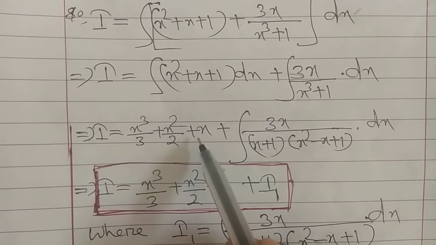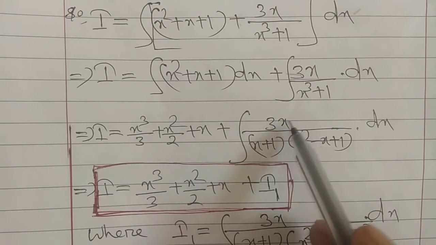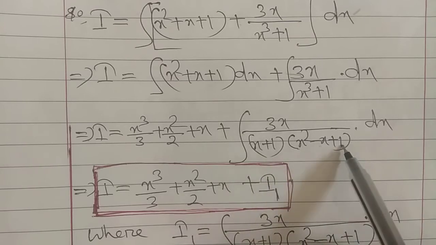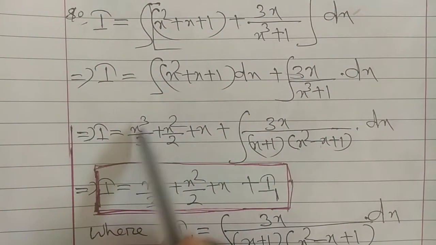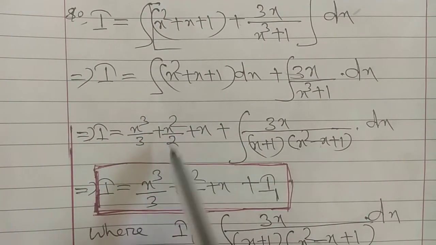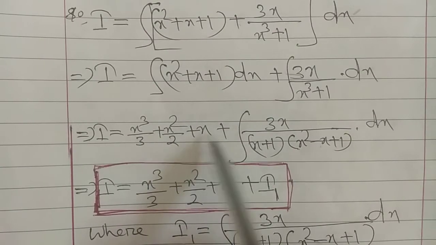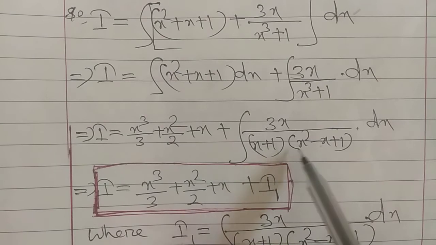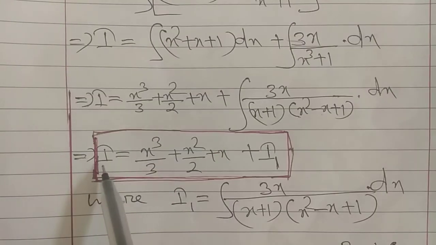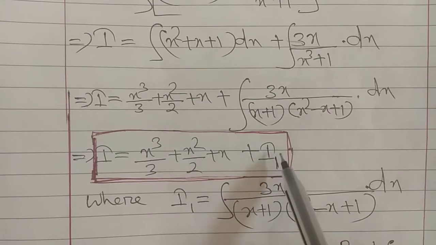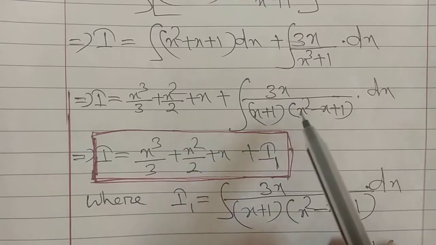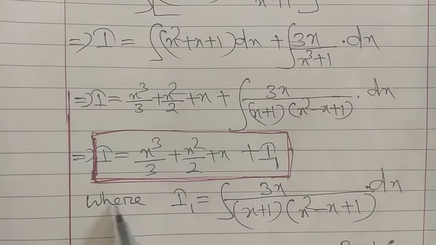This implies I is equal to x^3 by 3 plus x^2 by 2 plus x plus the integration of 3x by (x + 1)(x^2 - x + 1) into dx. Here, the integration of x^2 dx is x^3 by 3, the integration of x dx is x^2 by 2, and the integration of 1 dx is x, and x^3 + 1 is equal to (x + 1)(x^2 - x + 1). So I is equal to x^3 by 3 plus x^2 by 2 plus x plus I1, where I1 is the integration of 3x by (x + 1)(x^2 - x + 1) into dx.